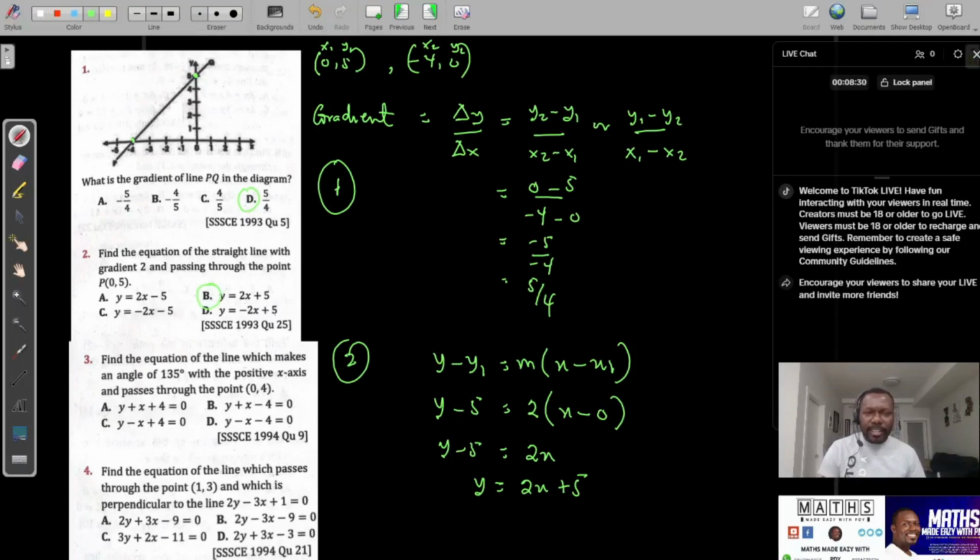It came in the year 1993. Okay, so now we've exhausted the whole page. We can erase and move on to question number 3. So let me erase and move on to question 3.